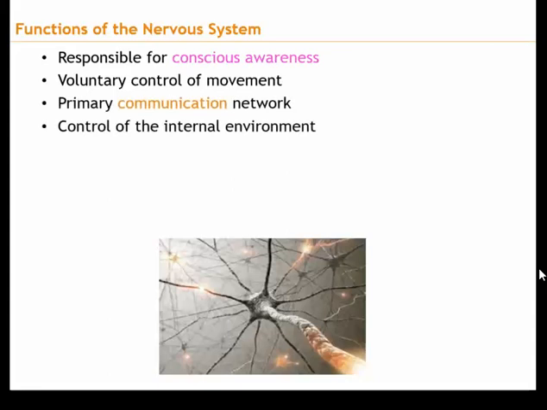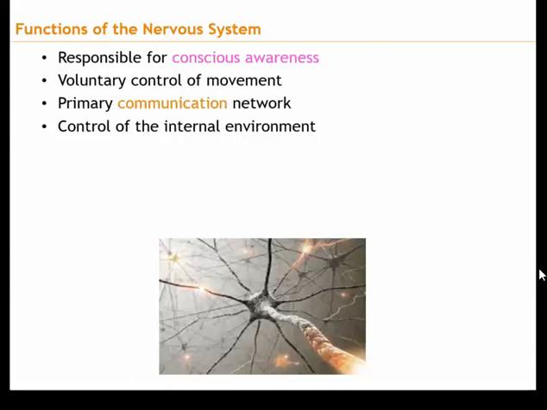Next is primary communication network. So this system is the basis for all communication in the body, and it works with other systems. So you may have heard of the neuromuscular system. It's how the nervous system controls the muscular system. Also neuroendocrine, which is how the nervous system regulates our endocrine system. And then neurovascular. Neurovascular is how nervous system kind of regulates our vascular system, which is chapter 6, cardiovascular system.